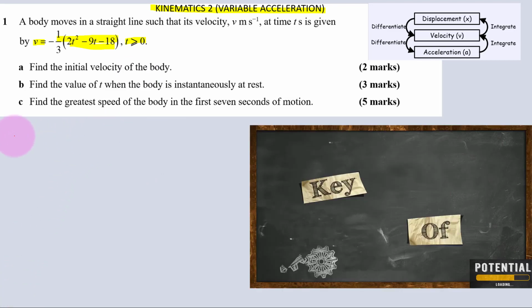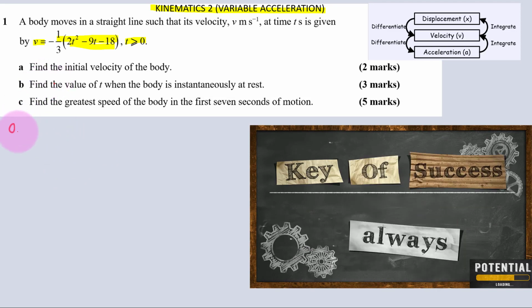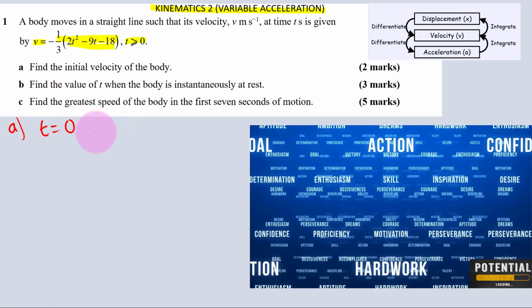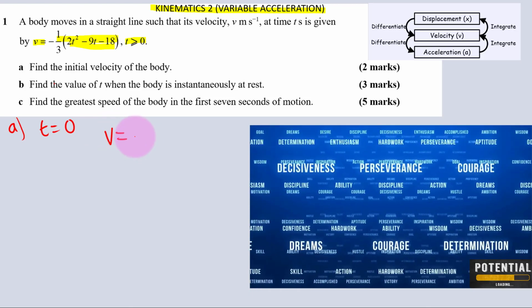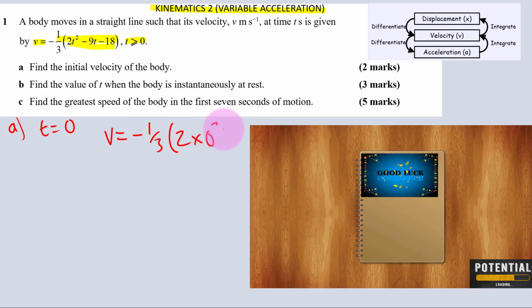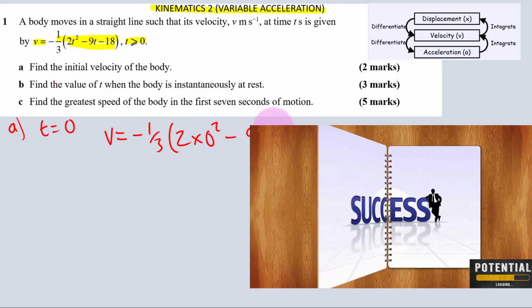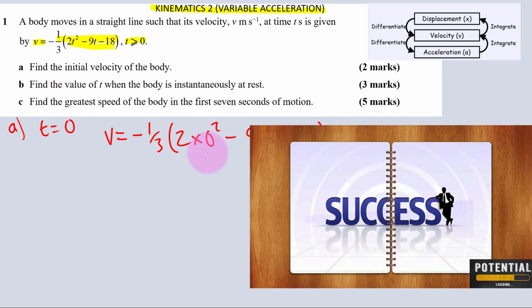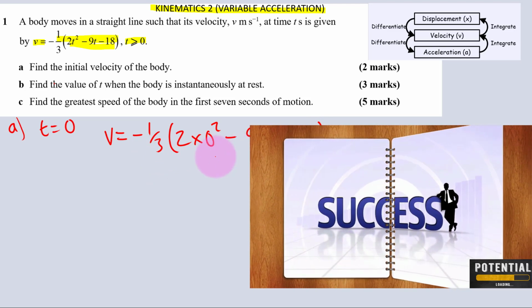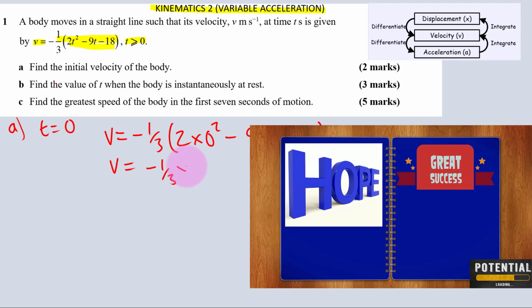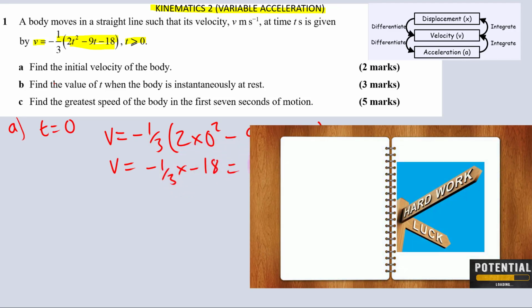So let's write t equals 0. We get a method mark for trying to just substitute that in. So all we're doing is v equals minus a third, 2 times 0 squared, minus 9 times 0, minus 18, and just substitute that in, get your method mark, and you can see that minus a third times minus 18 is going to give you 6 meters per second.